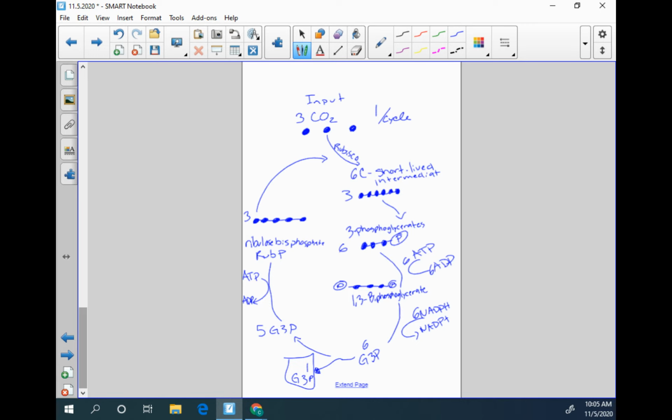5 of them are going to re-enter the cycle. We're going to use some ATP to get it from this sugar that we use into this ribulose bisphosphate. And that is going to go into the beginning of the cycle again. That was a lot. So, anybody have any questions about photosynthesis?